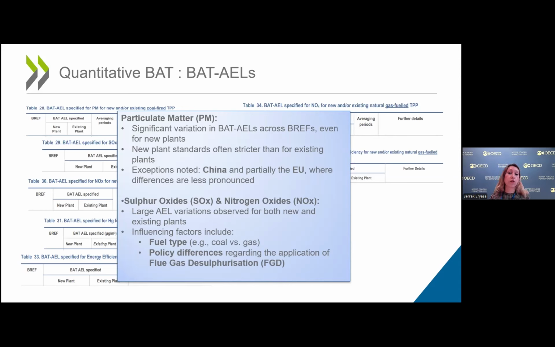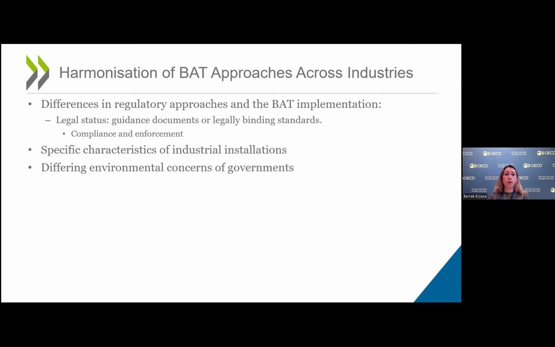When we looked at the sulfur oxides and the nitrogen oxide associated emission levels, there were large AEL variations observed for both new and existing plants, for which we've noticed several influencing factors, such as the fuel type selected and whether it was coal fuel or gas fuel. But we've also noted there were policy differences regarding the applications of flue gas desulfurization, particularly for the sulfur oxides emissions.